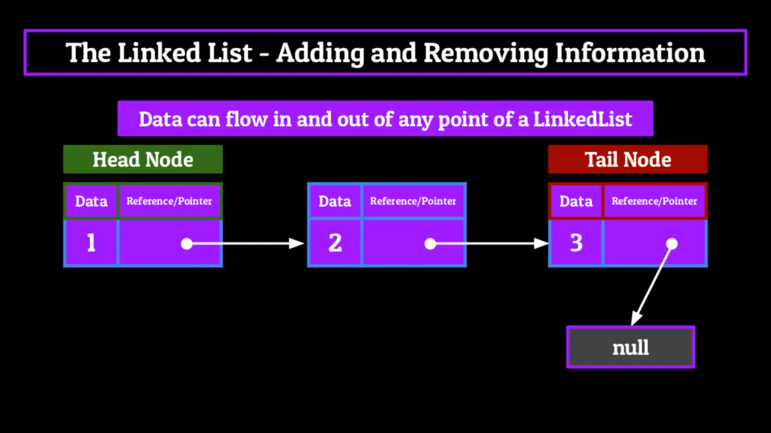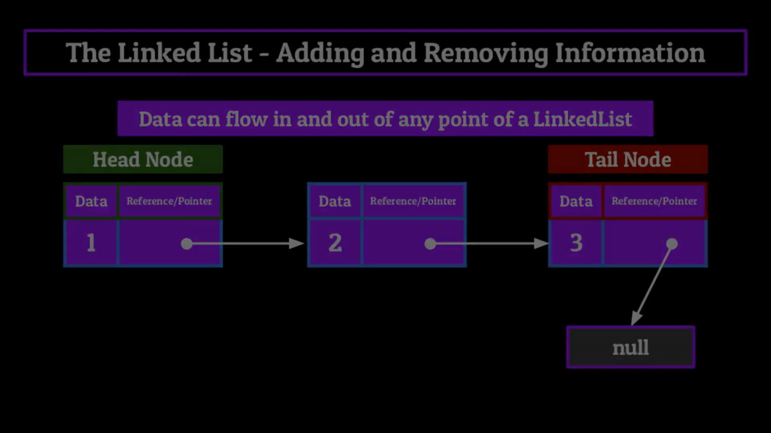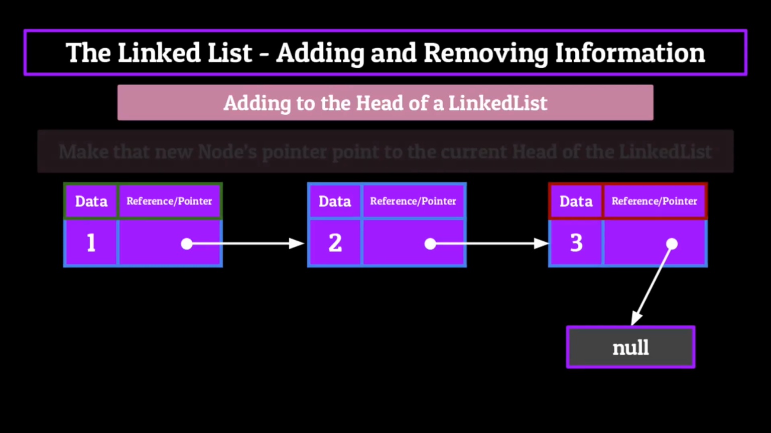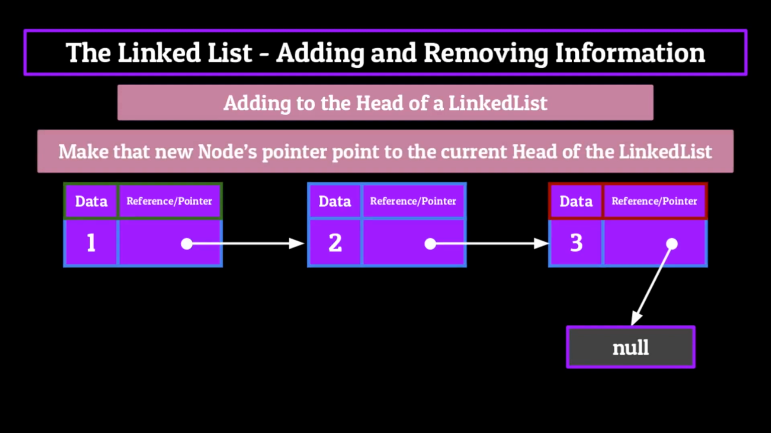Perfect, so let's cut the chit chat and just jump right into it. The first method we're going to be covering is adding and removing nodes from the head of a linked list. Lucky for us, this is pretty simple. To add a new node to the head of a linked list, literally all we have to do is make that new node's pointer point to whatever the current head node of the linked list is. By doing this, we simply take away the title of head node from the current head and bestow it upon this new node that we're adding. It looks a little bit something like this.